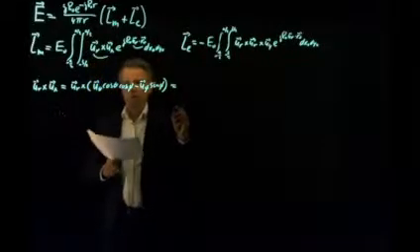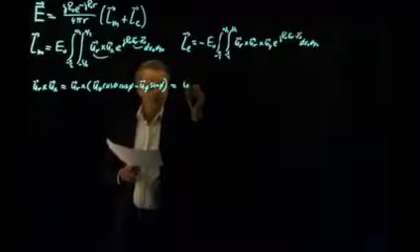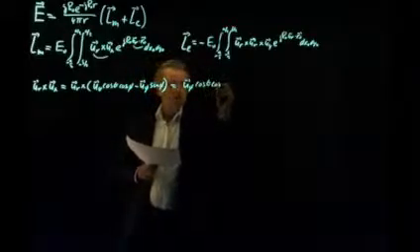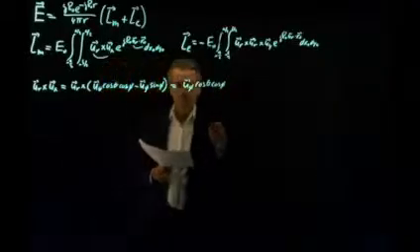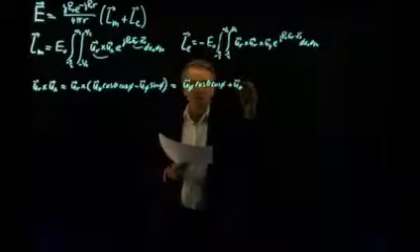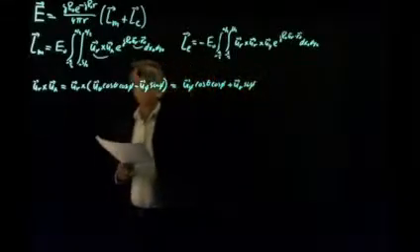So UR outer product with U theta is U phi. So we have U phi cosine theta cosine phi. And then the outer product of UR with U phi is minus U theta. So with the minus sign we have here a plus U theta sine phi. So that's the first one.